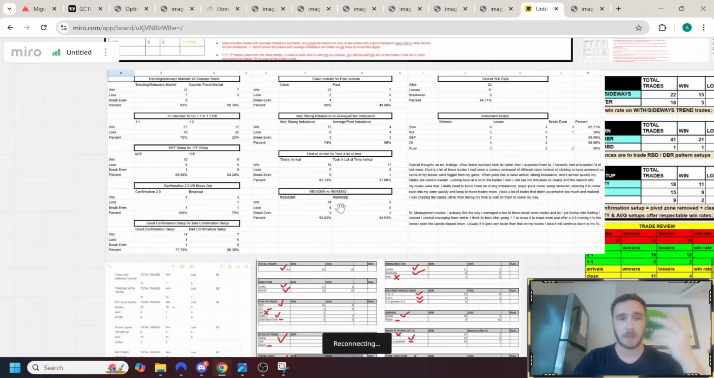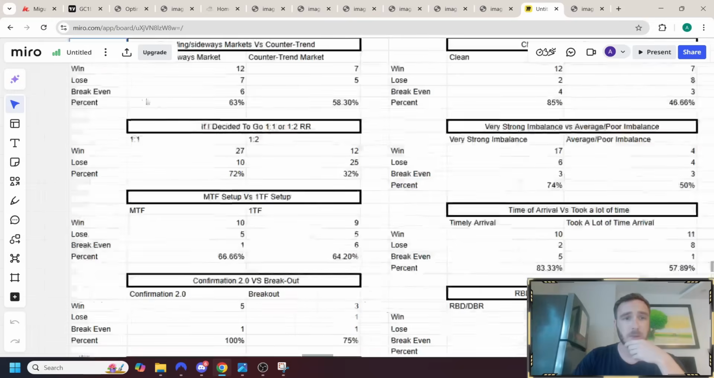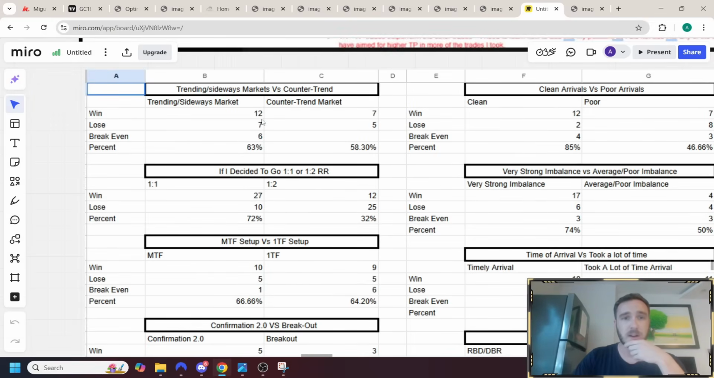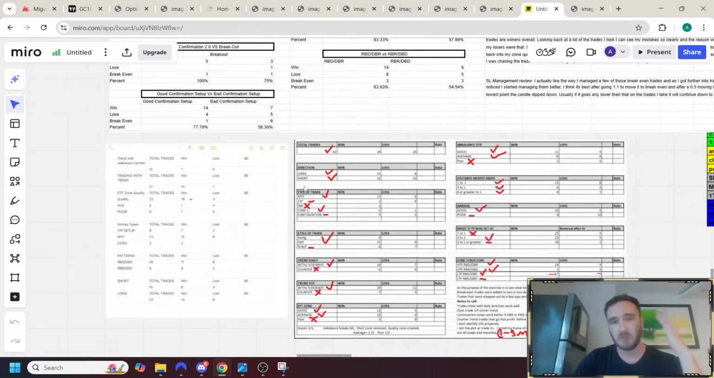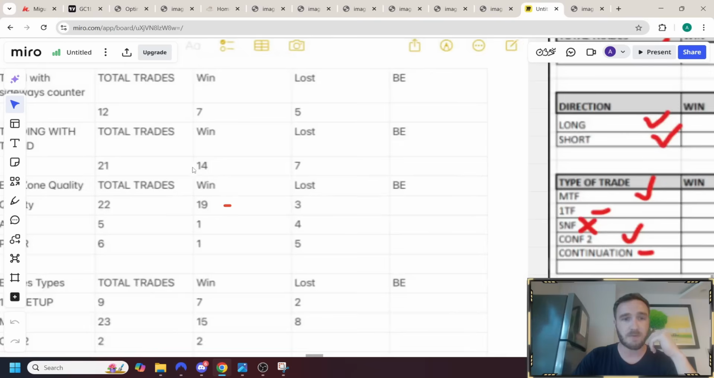Which is really important because when we start talking about trend, when I look at people's trending market stats, win-loss percentage, 63% versus 58%, nothing too crazy there to be honest. Trading with the trend, 14 winners, 7 losses, versus trading counter trend, 7 winners, 5 losses.